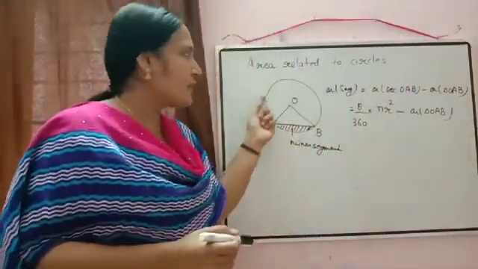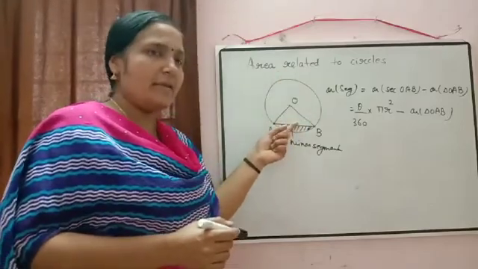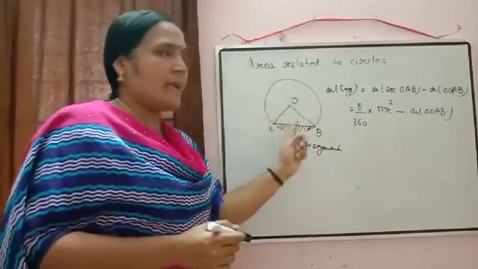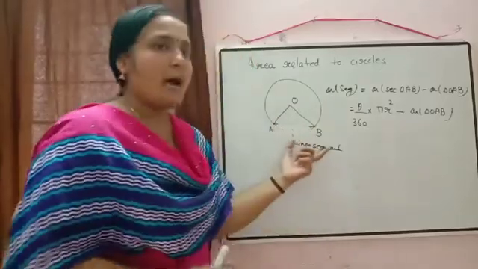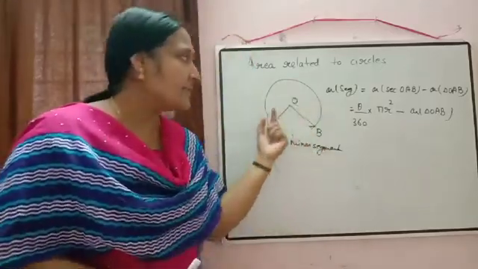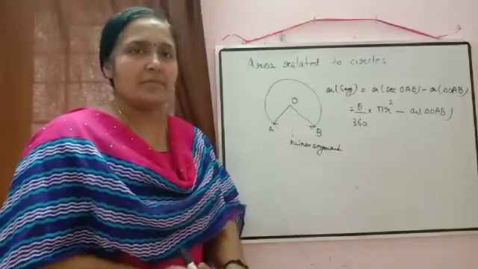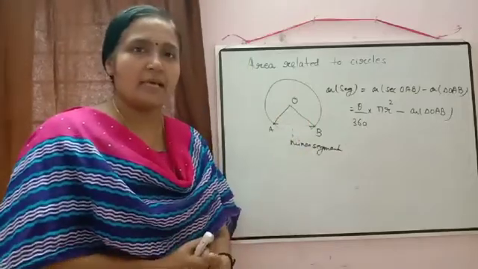Now if you have to calculate the area of the major segment, what will we do? Whole area of the circle minus the area of the minor segment. Then we will get the area of the major segment. So I hope these formulas are clear to you.